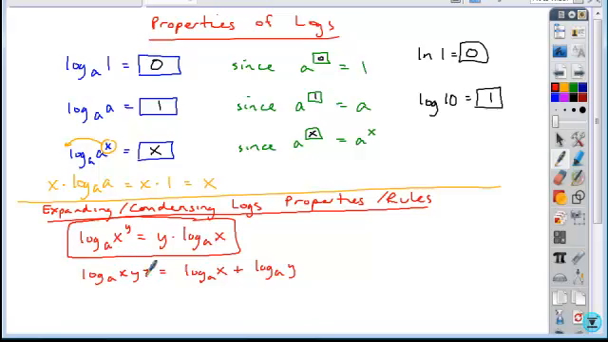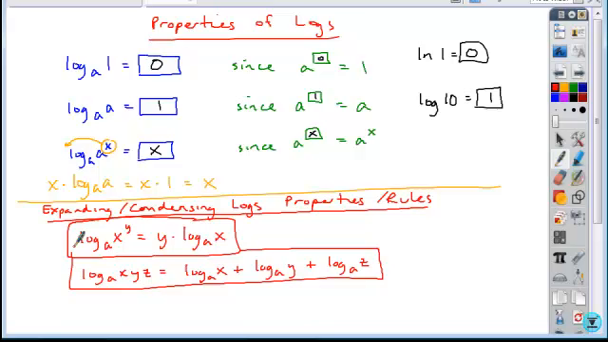If we added a third factor in here, we'd simply add another individual log. Any factors that are being multiplied are going to have a plus sign in front of the log. Okay, so this right here is the expansion rule. And there's also an expansion rule for a quotient, log base a of a fraction x over y.